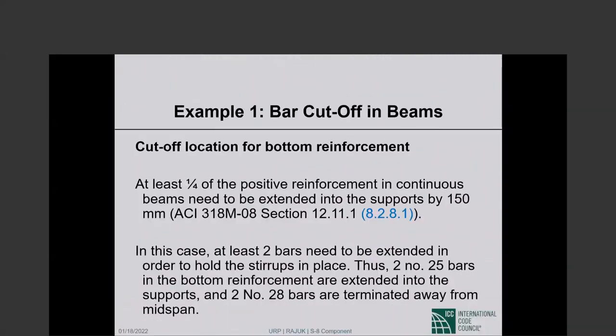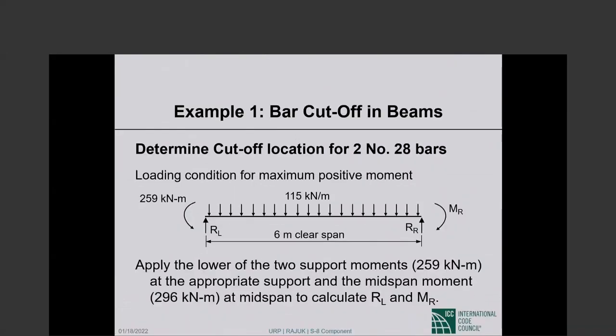When it comes to cutting off the positive bars, we consider the loading condition for maximum positive moment. Apply the lower of the two support moments at the appropriate support. In our case, 259 at the left support, and the midspan moment 296 kilonewton meter at midspan, to calculate the left reaction R sub L and the right hand moment M sub R.